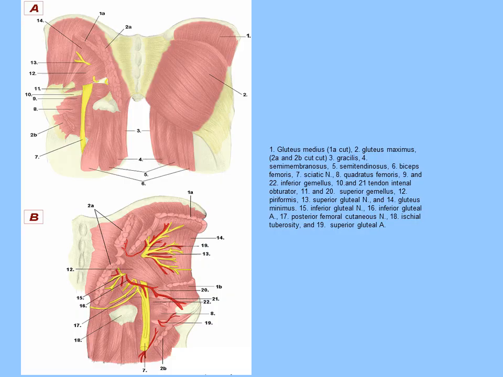Inferior to the piriformis, we have a group of four muscles. We have a superior gemellus, obturator internus, inferior gemellus, and the quadratus femoris. We'll talk about innervations and actions in the next slide.